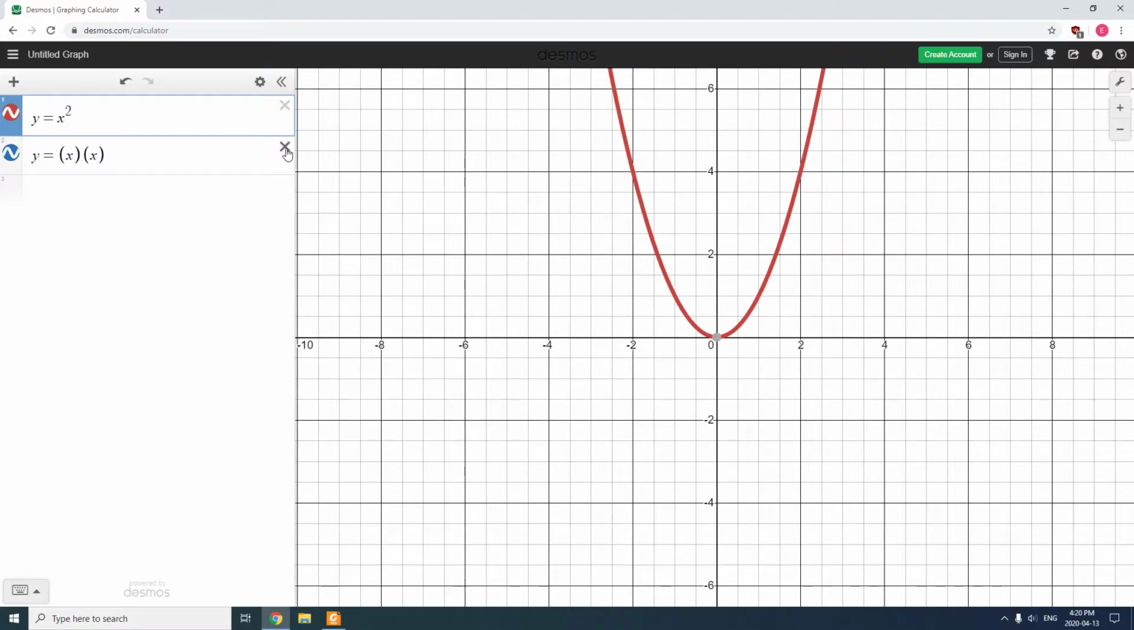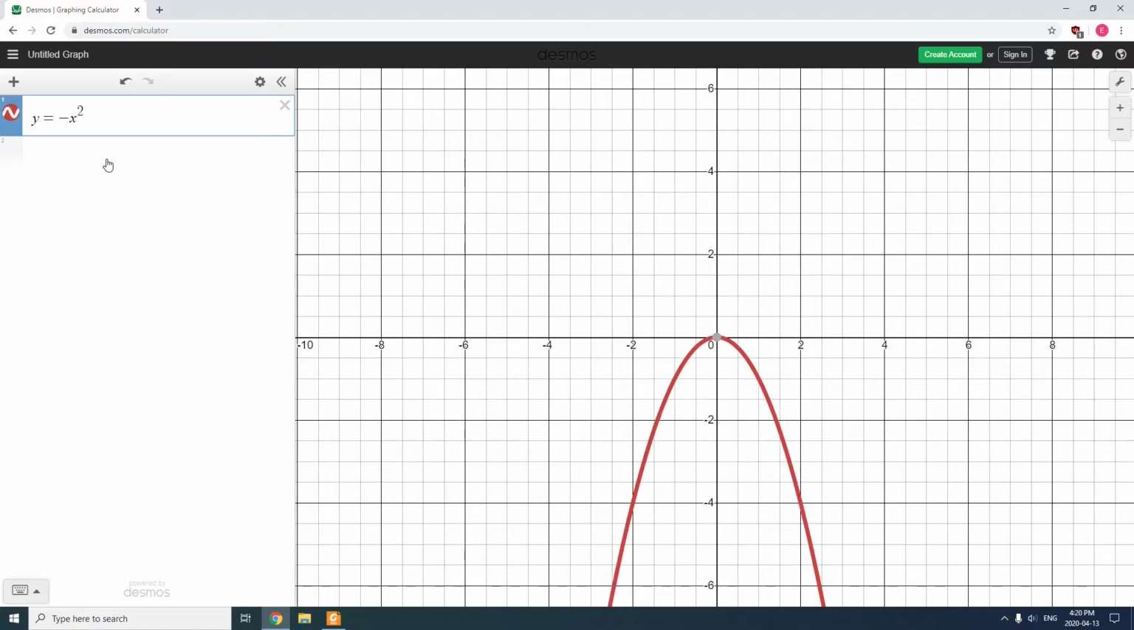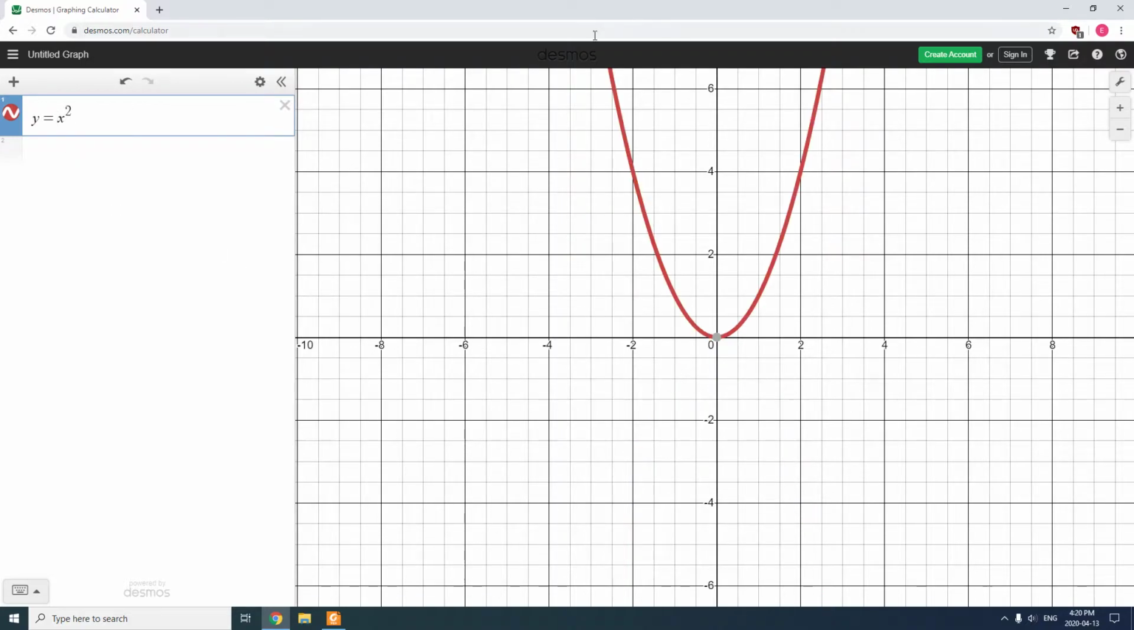Sometimes they opened up, sometimes they opened down if there was a negative out front, but a parabola always had an x squared or an x times x, and it always followed a U shape. We also found out that if you made a table of values to graph it, the second differences would always be the same. And this equation is useful if you're trying to model something that follows this sort of pattern, right? Whether it's an object or something in physics or maybe finance.